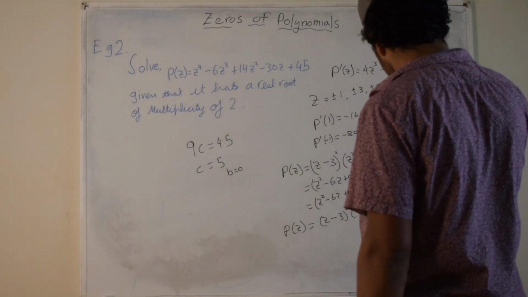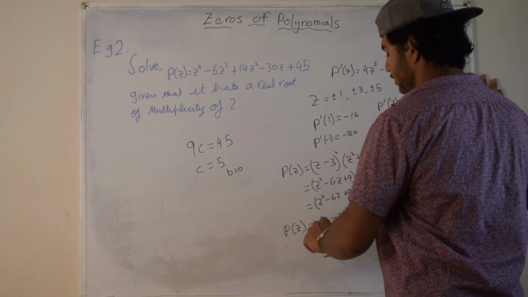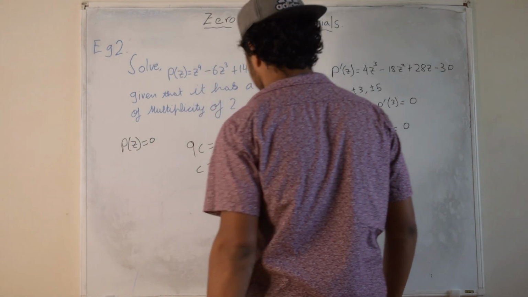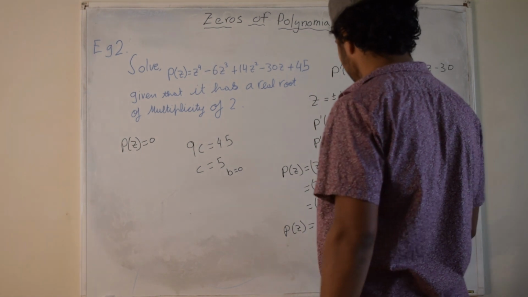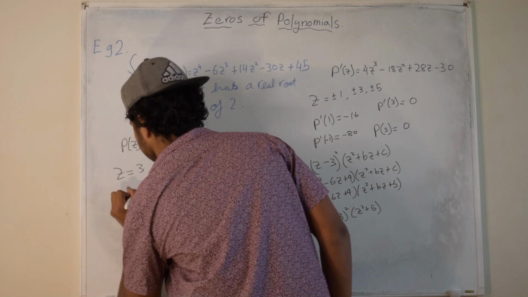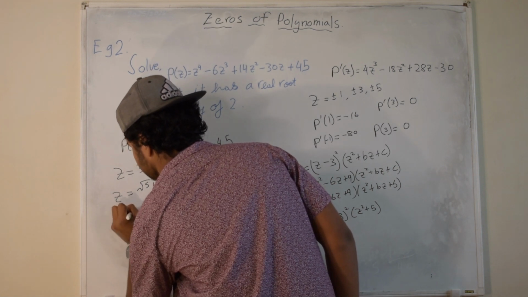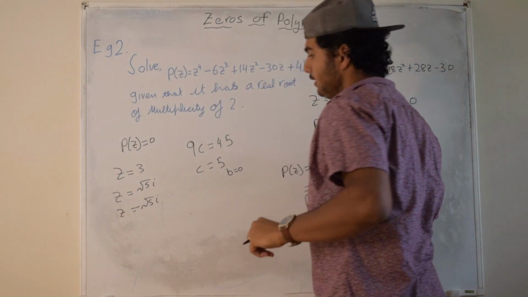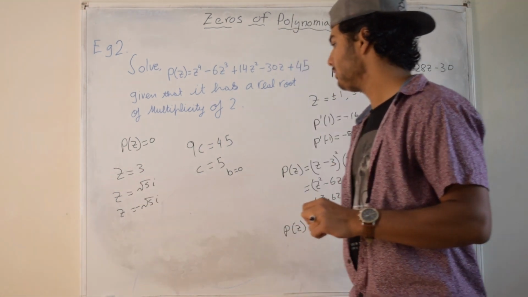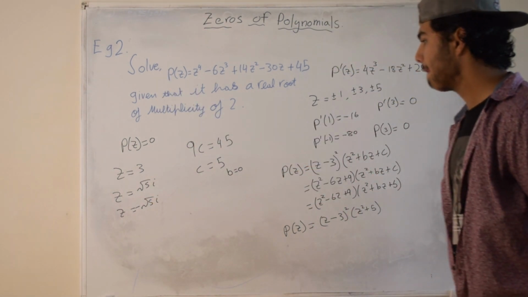Looking at this now, next step: we know that p of z equals 0. So if that equals 0, then z equals 3, z equals root 5i, or z equals minus root 5i. So these are the three solutions, or the three zeros, that we're going to get for z if we fully solve it like we've done here. So yeah.